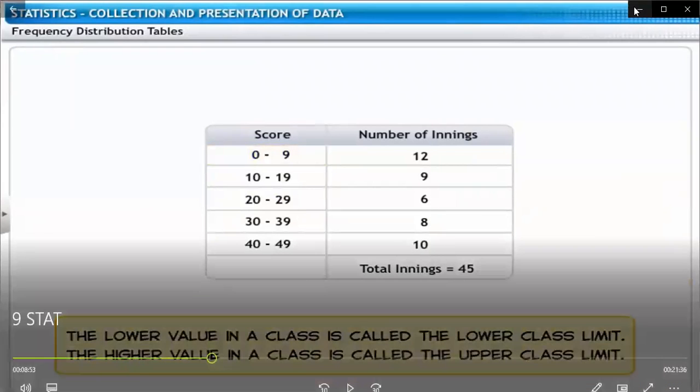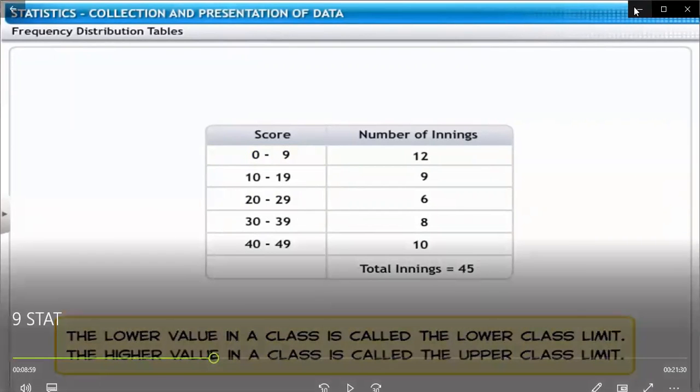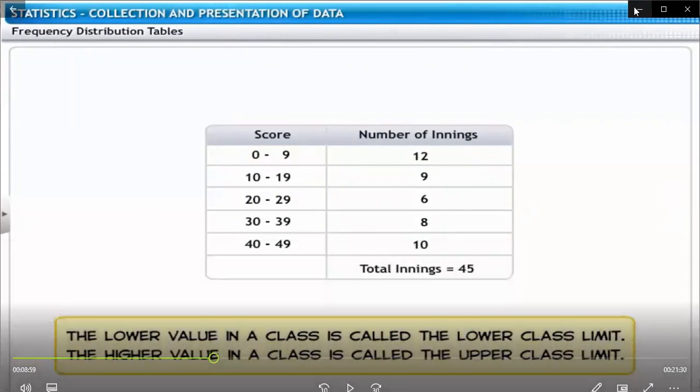Okay, and the lower value in a class is called the lower class limit, and the higher value in a class is called the higher class limit. For example, in the first class, 0 to 9, we have the lower class limit as 0 and the higher class limit as 9, and the class size is 10. Okay, 9 minus 0, similarly 19 minus 10, like that.